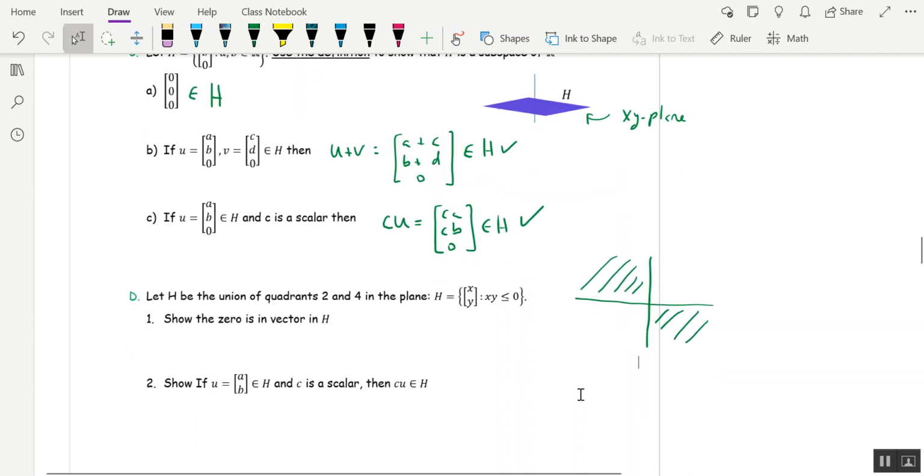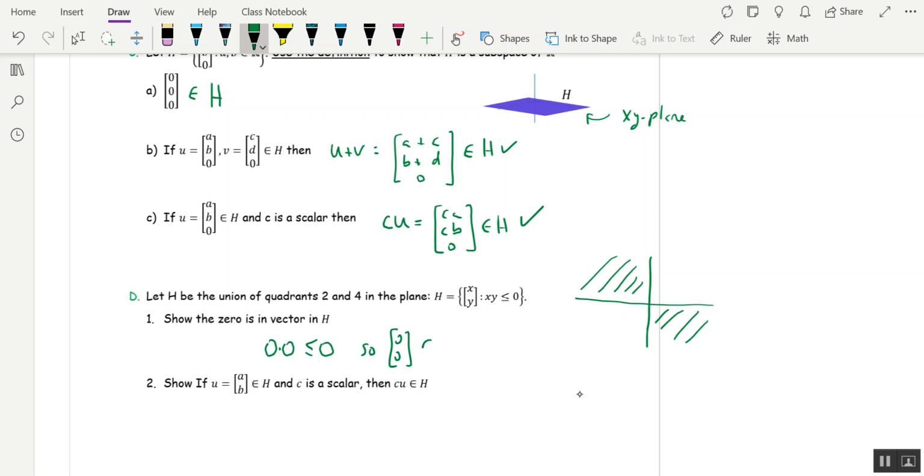So, is the 0 vector in H? Actually, it is. So not all the parts of the definition have to fail. Only one of them has to fail in order to have not a subspace. So the 0 vector is in H because 0 times 0 is less than or equal to 0. That holds. So 0, 0 is in H.